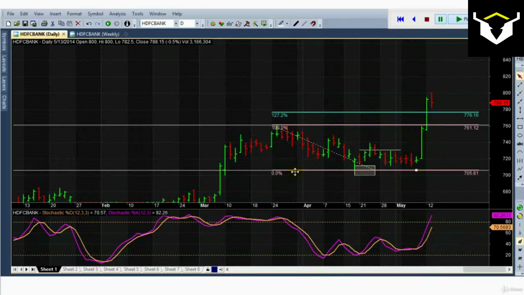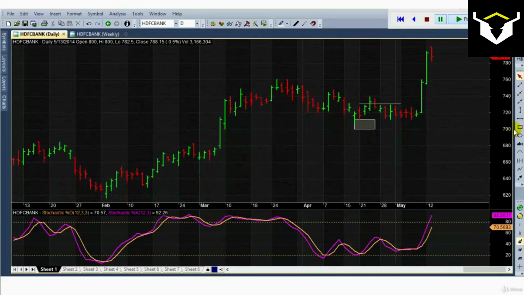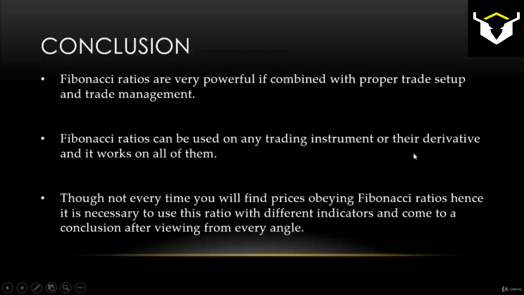But what is more important is prices obeyed the time and price range that was given to us by Fibonacci ratios, isn't it? Prices respected the time and price range that was given to us from Fibonacci ratios. That is what matters. Prices respected it. Thus you can see Fibonacci ratios are very powerful when used correctly with proper trade and money management technique.